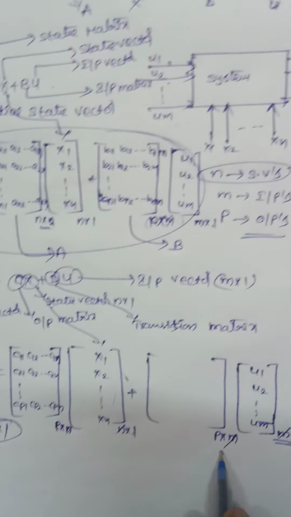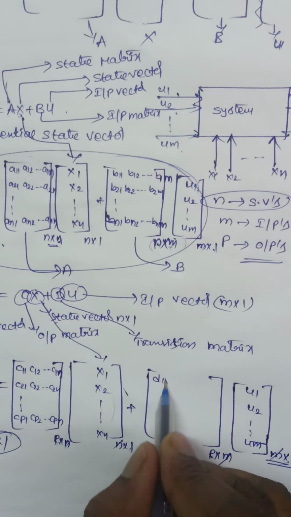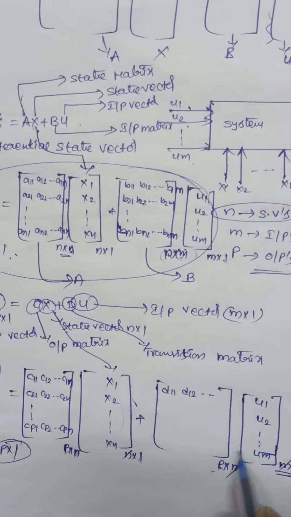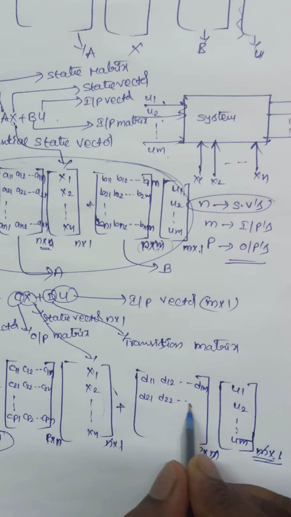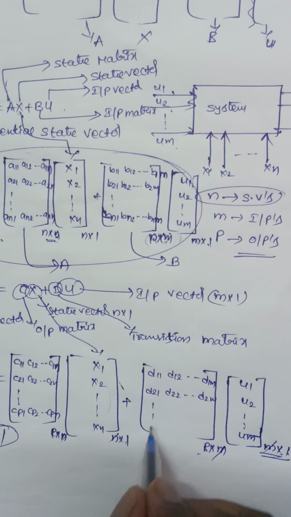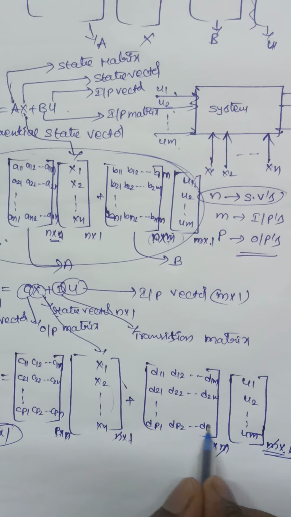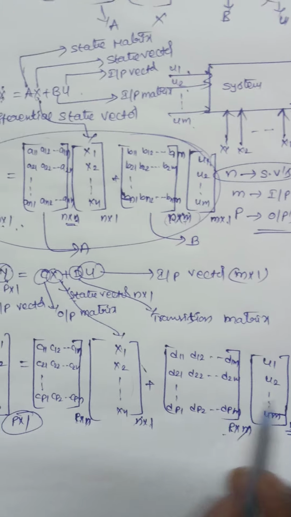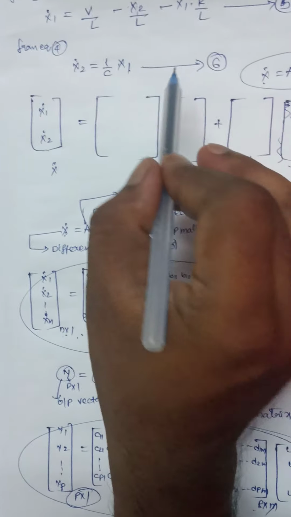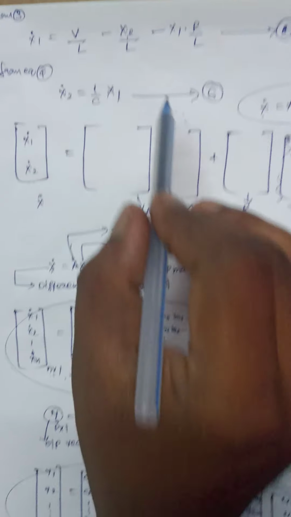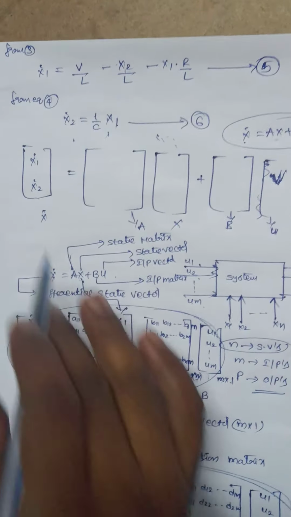M by m will get cancelled, finally we will get a p by 1 matrix here. So it is d11 d12 dash dash dash d1m, d21 d22 dash dash dash d2m, next dash dash dash dp1 dp2 dash dash dash dpm. So this is how we can represent the output matrix. So for this system, for this physical system or for this electrical system, x1 dot x2 dot.